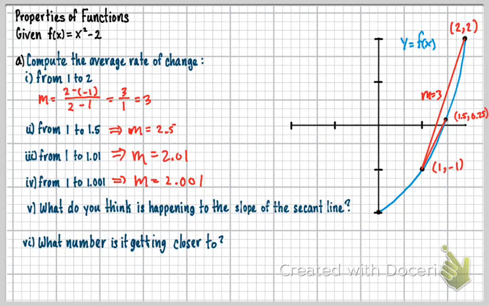So the next part says, what do you think is happening to the slope of the secant line? It's decreasing. That's what we can say about the slope of the secant line, because it is. It's going from 3 to 2.5 to 2.01 to 2.001. That's still a decrease. And it says, what number is it getting closer to? And I would say M is getting closer to 2. So that's this problem here.